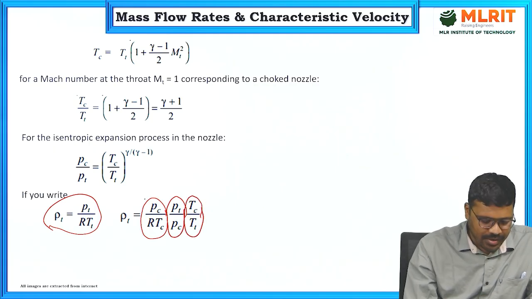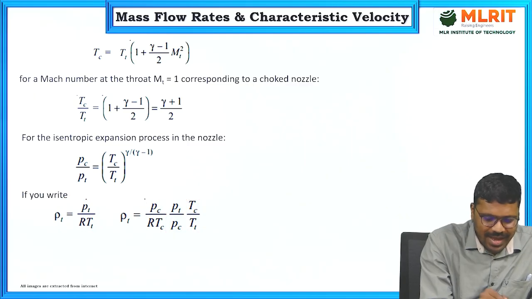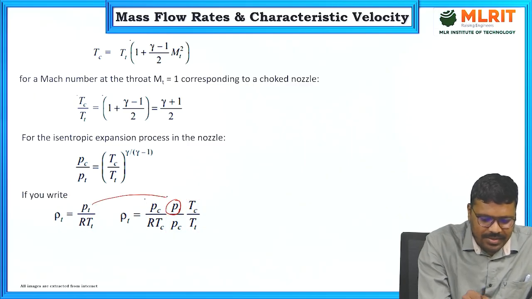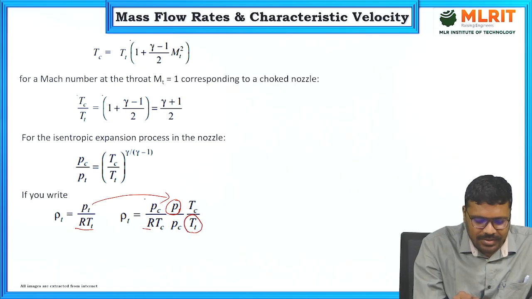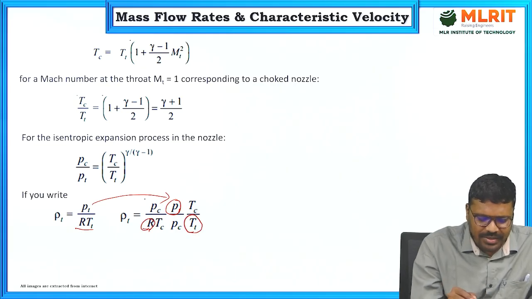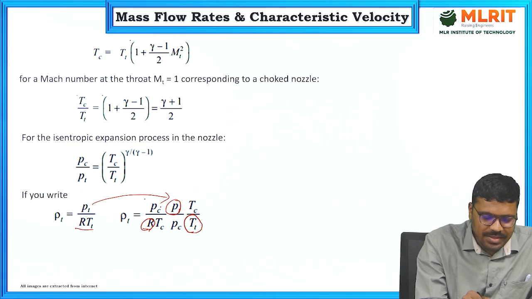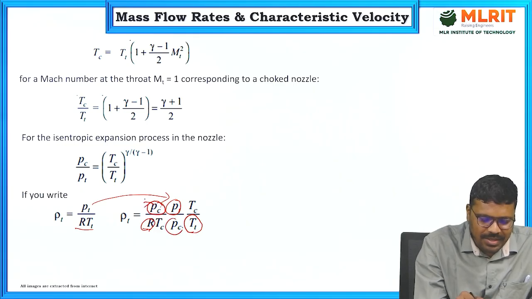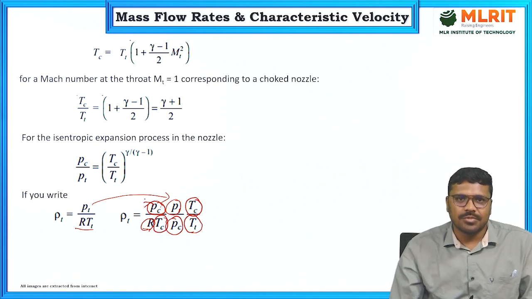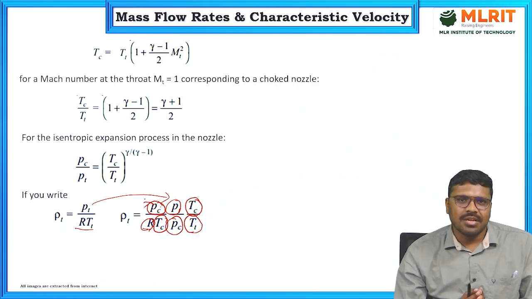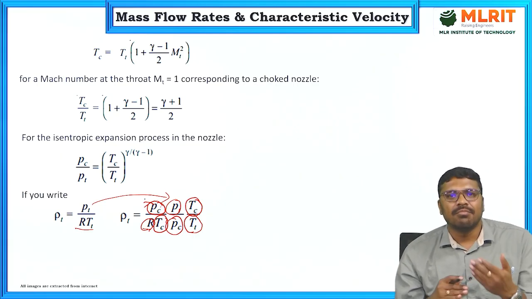So here you can observe this. Pt is as it is here, and R Tt here, R and Tt, these are as it is. Only thing is I have written Pc in the numerator here, and Pc in the denominator here. The same way Tc in the numerator and denominator. But I have rearranged the terms, so that I can write this equation in terms of temperature ratios and pressure ratios.